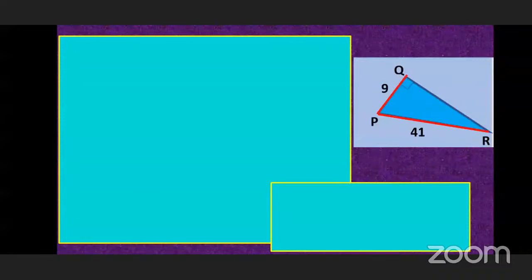PQ is 9. And we have to find out the length of QR. Height. Yes, very good. We are supposed to find out the length of the height, and the height is QR.